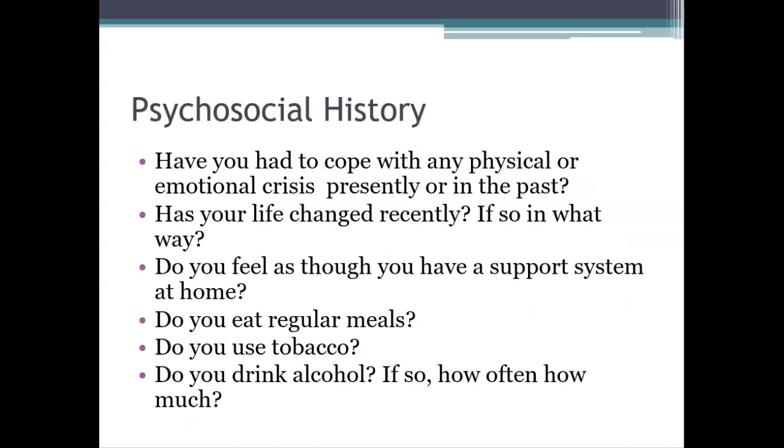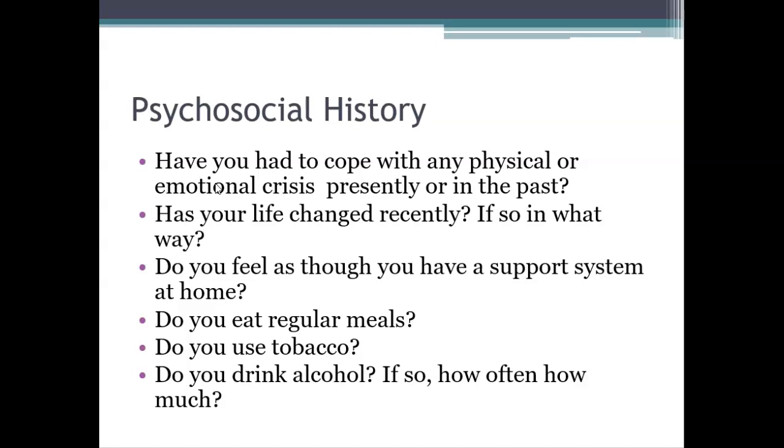I think this slide is a very important slide as we all deal with stressful events in our life, especially with the economy and how bad it is in the world right now. Psychosocial history. Have you had to cope with any physical or emotional crisis currently or in the past? Has your life changed recently? If so, in what way? We all know how stress can affect us. Do you feel as though you have a good support system at home or at your workplace? Or do you feel like you're alone a lot and don't really have anyone to talk to?